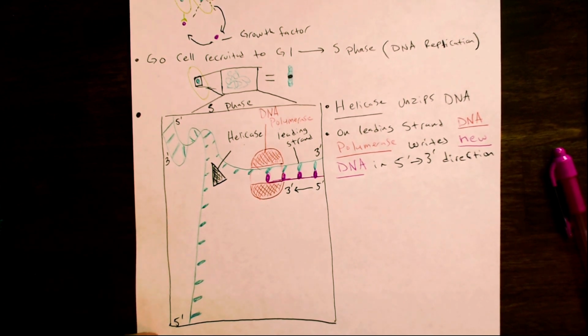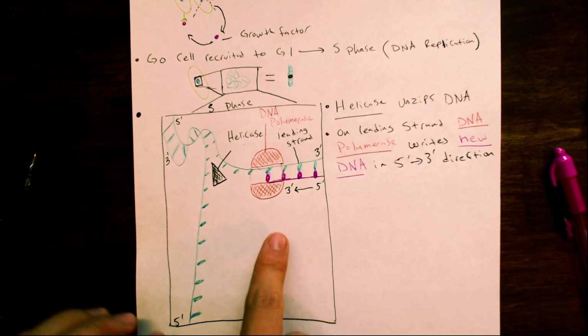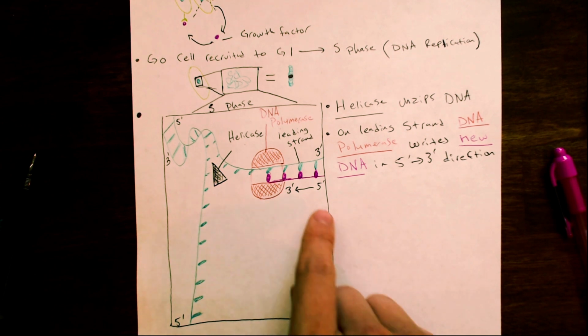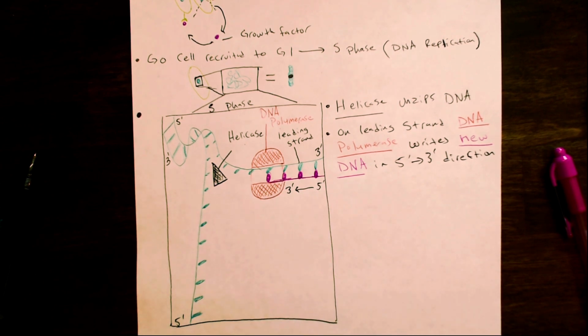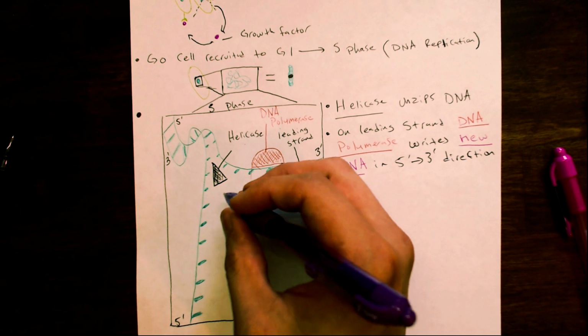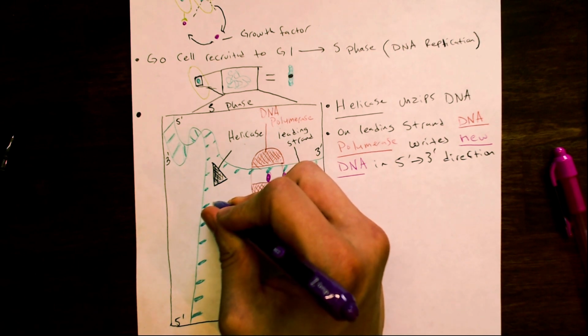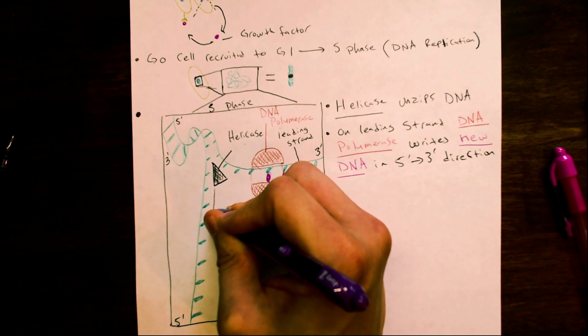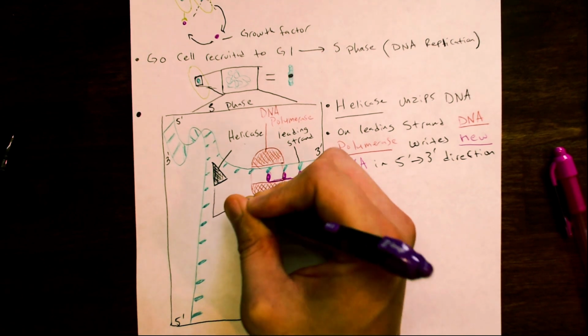Okay. So now let's talk about this lagging strand. Before DNA polymerase can begin writing its new DNA, it actually needs to bind to an RNA primer. So we've got this other enzyme called primase. We'll just draw it here. We'll make it triangular too.